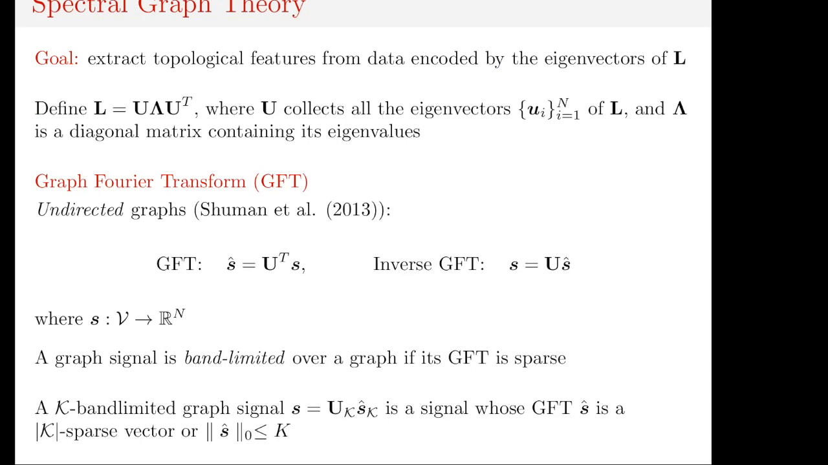We have the graph Fourier transform. It is a simple representation of the signal as observed over the nodes of the graph over the basis given by the eigenvectors of the Laplacian matrix. S hat are the coefficients according to which we combine the different vectors to obtain S.